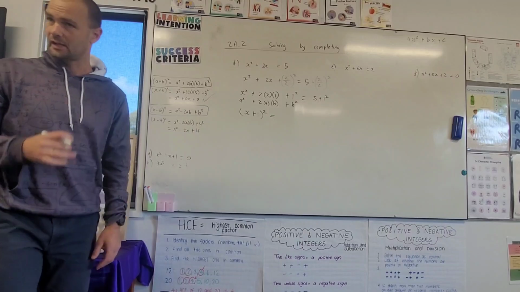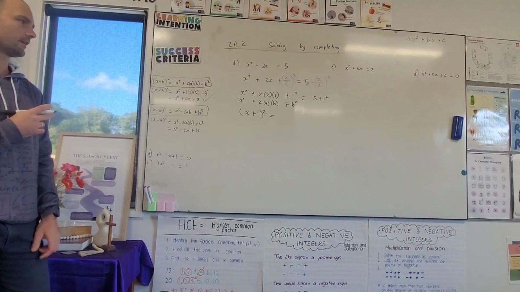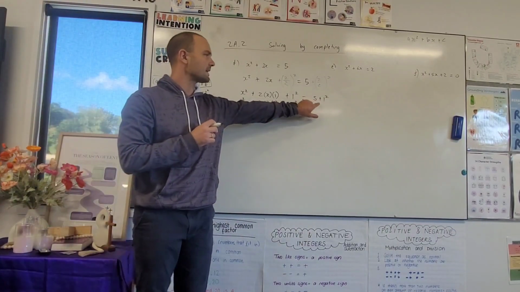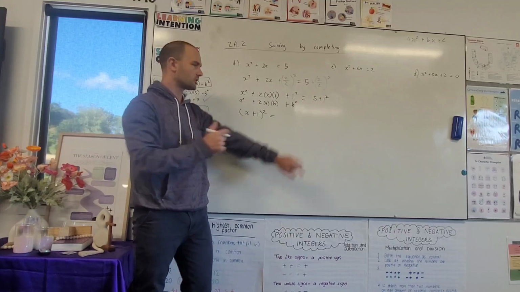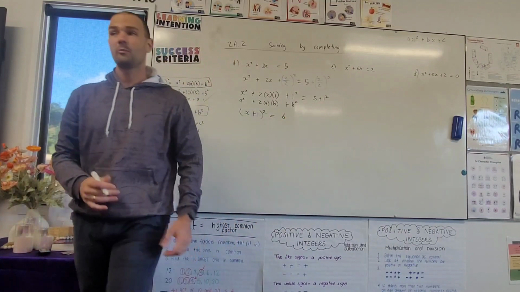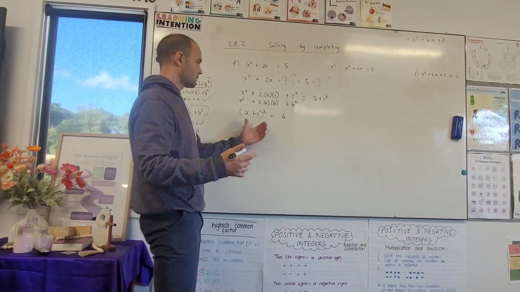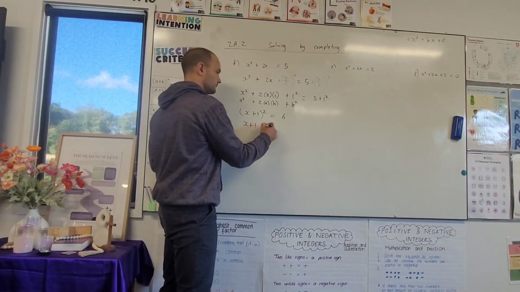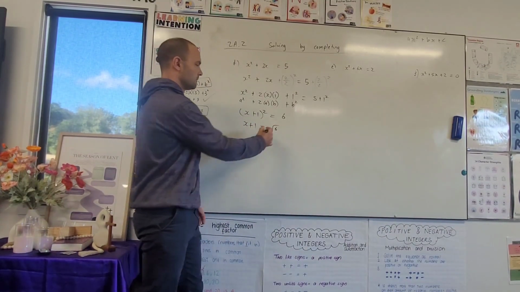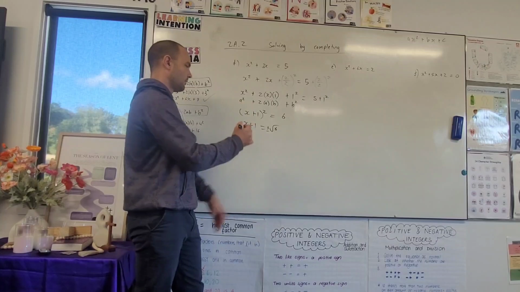Alright, understand this is tricky, but we've got a couple of examples to help us through it. Over on the right hand side, we just have 5 plus 1, which is 6. And then we're away to the hills. We're just doing what we did in question 1. We're going to square root both sides, plus or minus, and then we'll move the 1 over.